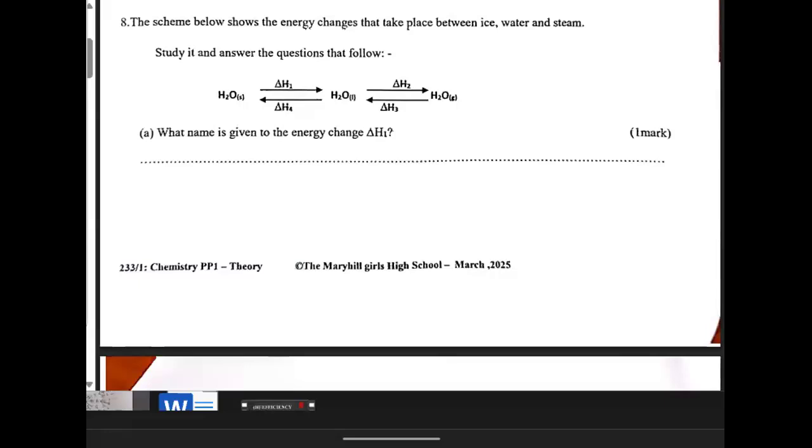We have reminded ourselves of bond breakage and bond formation. So when there is bond breakage, it requires heat, that is an endothermic reaction. We move now to the next question.